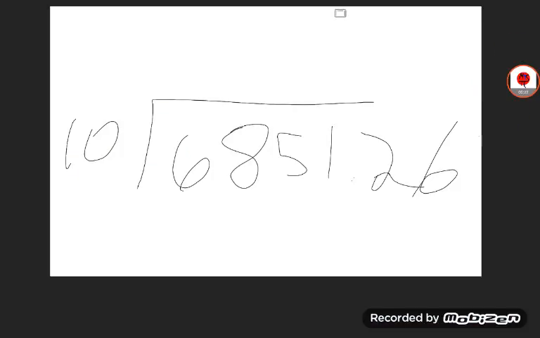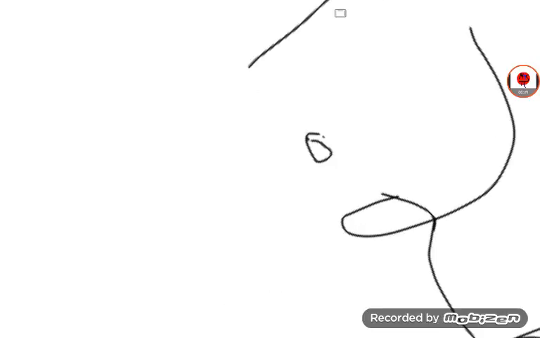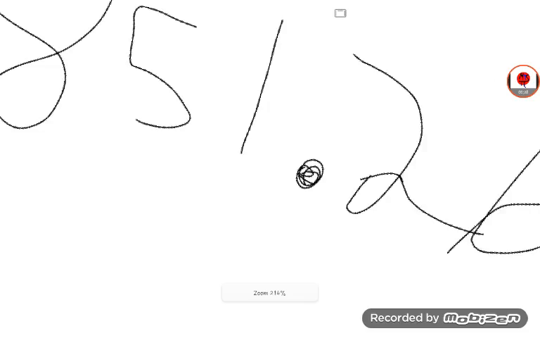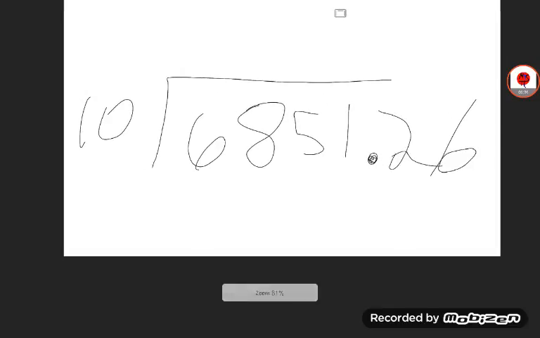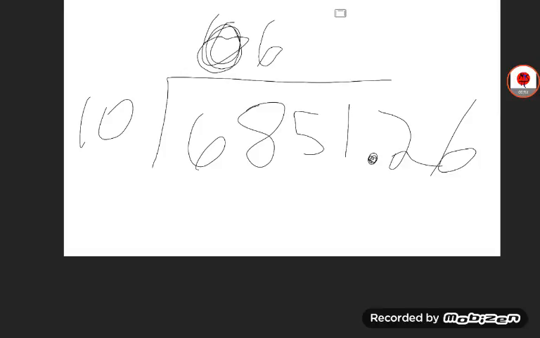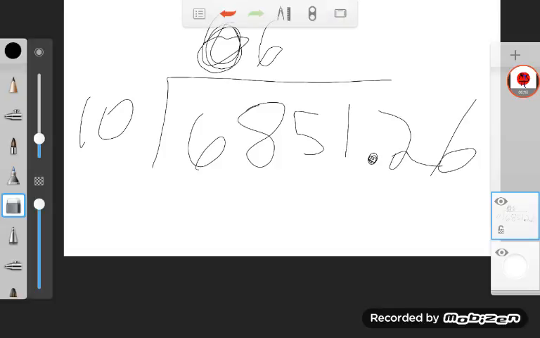So let's start with this problem, and that is our decimal point. Sorry that the numbers look kind of weird. So this looks really hard, and there's a trick to this. So instead of going 10 goes into 6, 0 times, 10 goes into 68, 6 times, blah blah blah, and keep going on. There's an easier way to do it, so let's erase that.